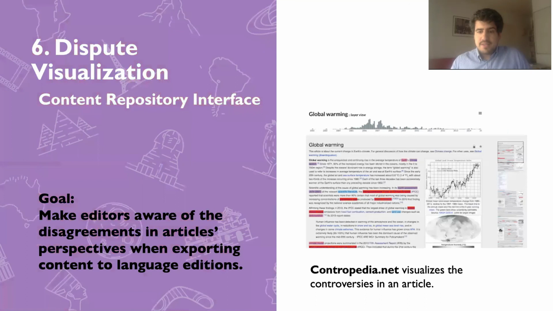And number 6, and final, dispute visualization. We need to make editors aware of the disagreements in articles' perspective when importing and exporting content to language editions. This could be done with visual warnings and taking into account the history of edits and reverts an article has in all the different language editions.